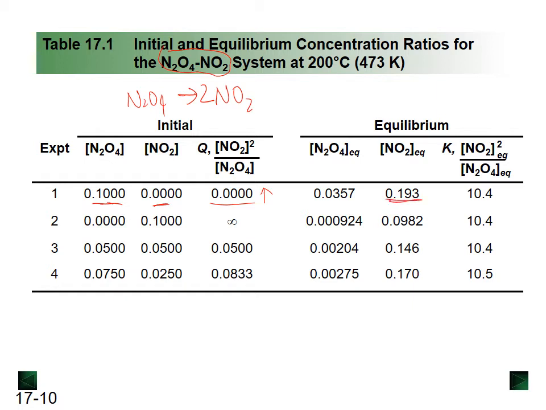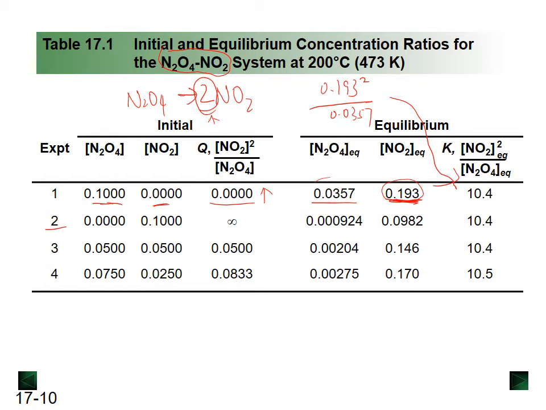So at equilibrium, 0.193 product is formed, and reactants 0.0357 is left. If you use product divided by reactants, in this case 0.193, don't forget raised to the second power, so you have a coefficient here, and then divide by 0.0357, that gives you 10.4, and that's the equilibrium constant. Okay, so Q becomes K when the reaction reaches equilibrium.